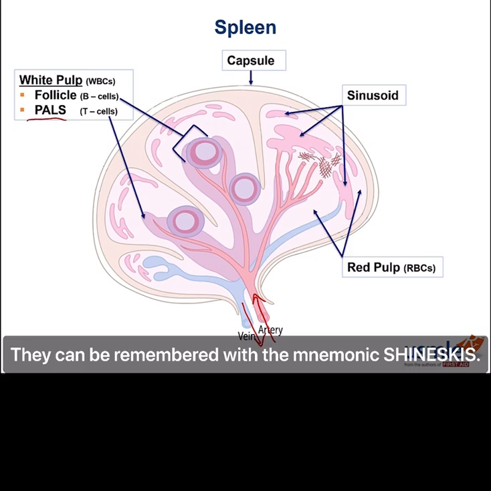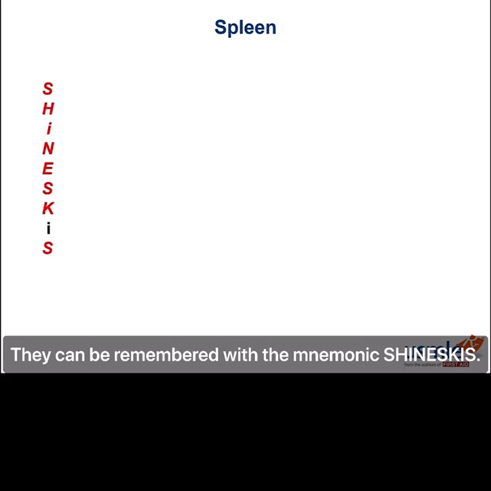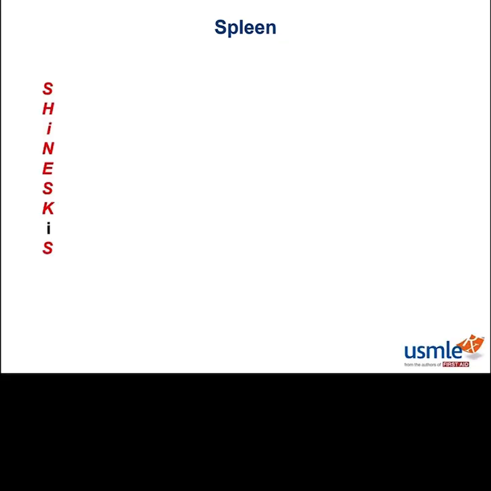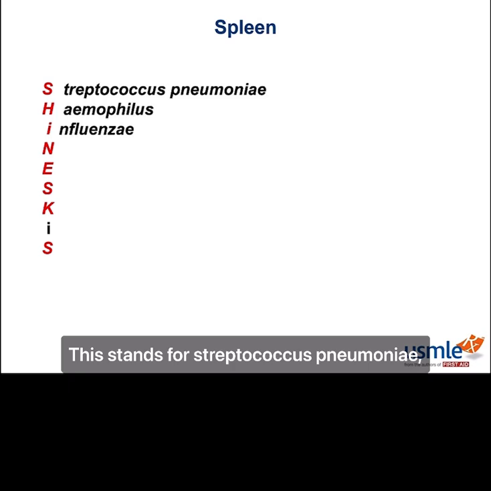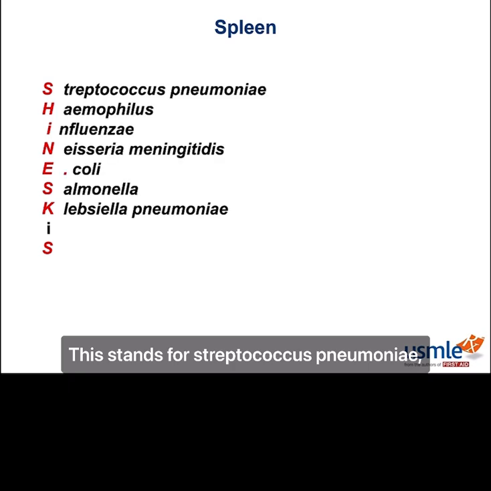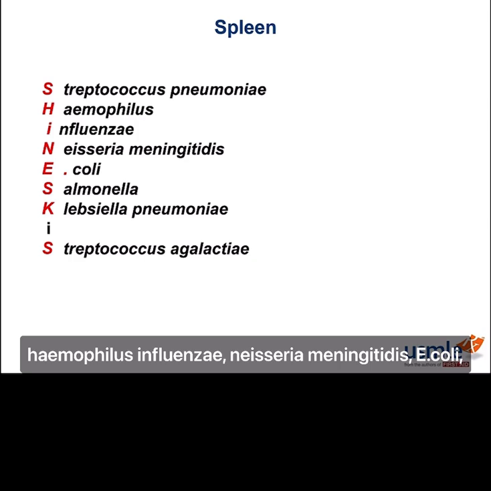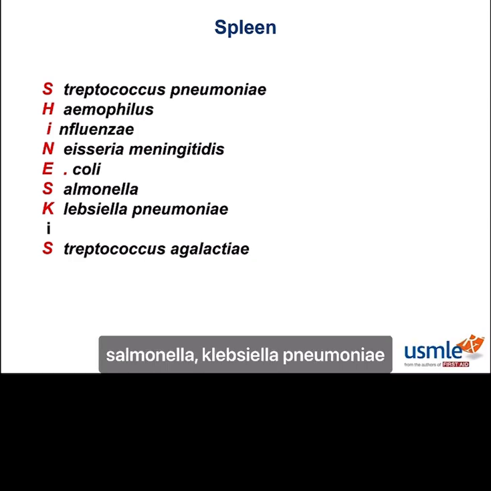They can be remembered with the mnemonic SHINE skis, and this stands for Streptococcus pneumoniae, Haemophilus influenzae, Neisseria meningitidis, E. coli, Salmonella, Klebsiella pneumoniae, and Streptococcus agalactiae.